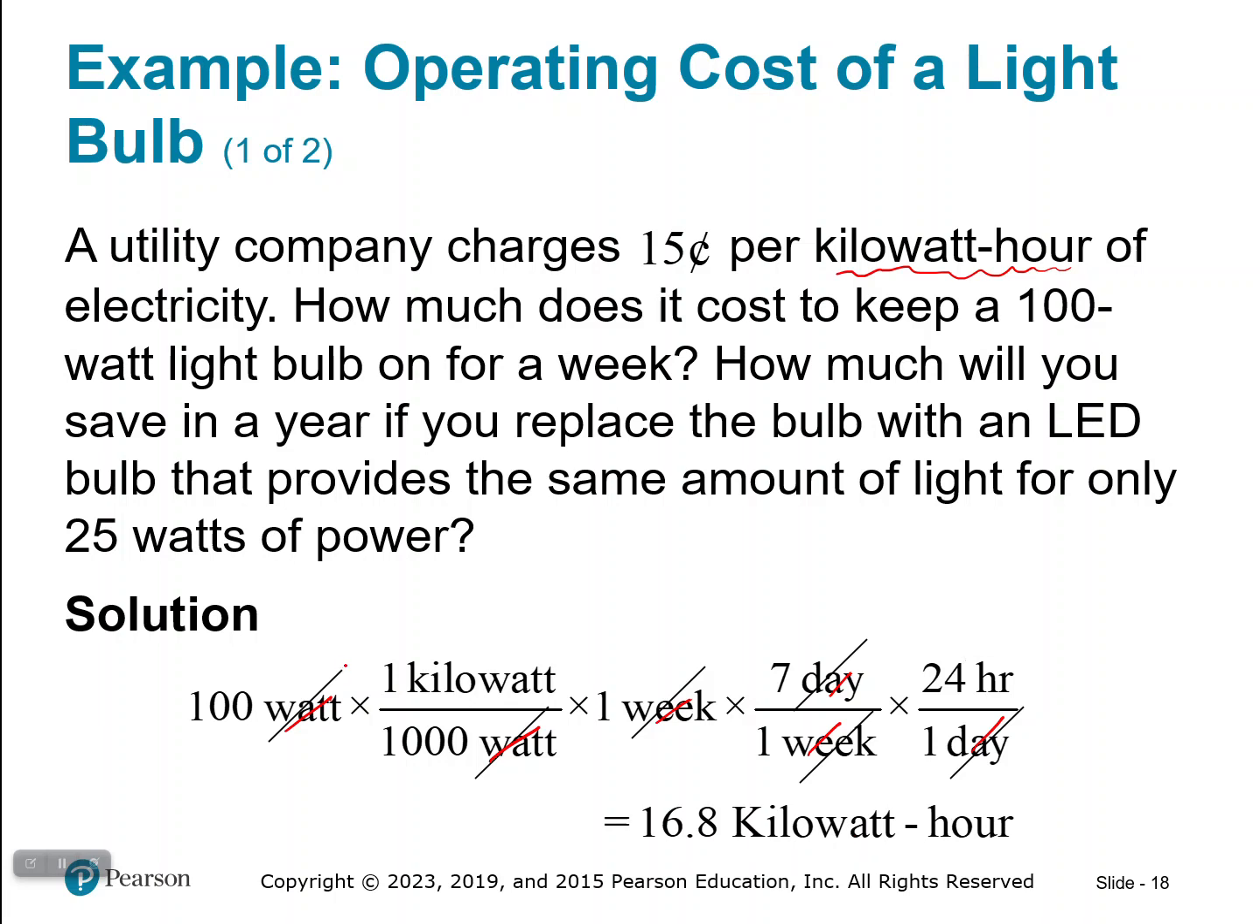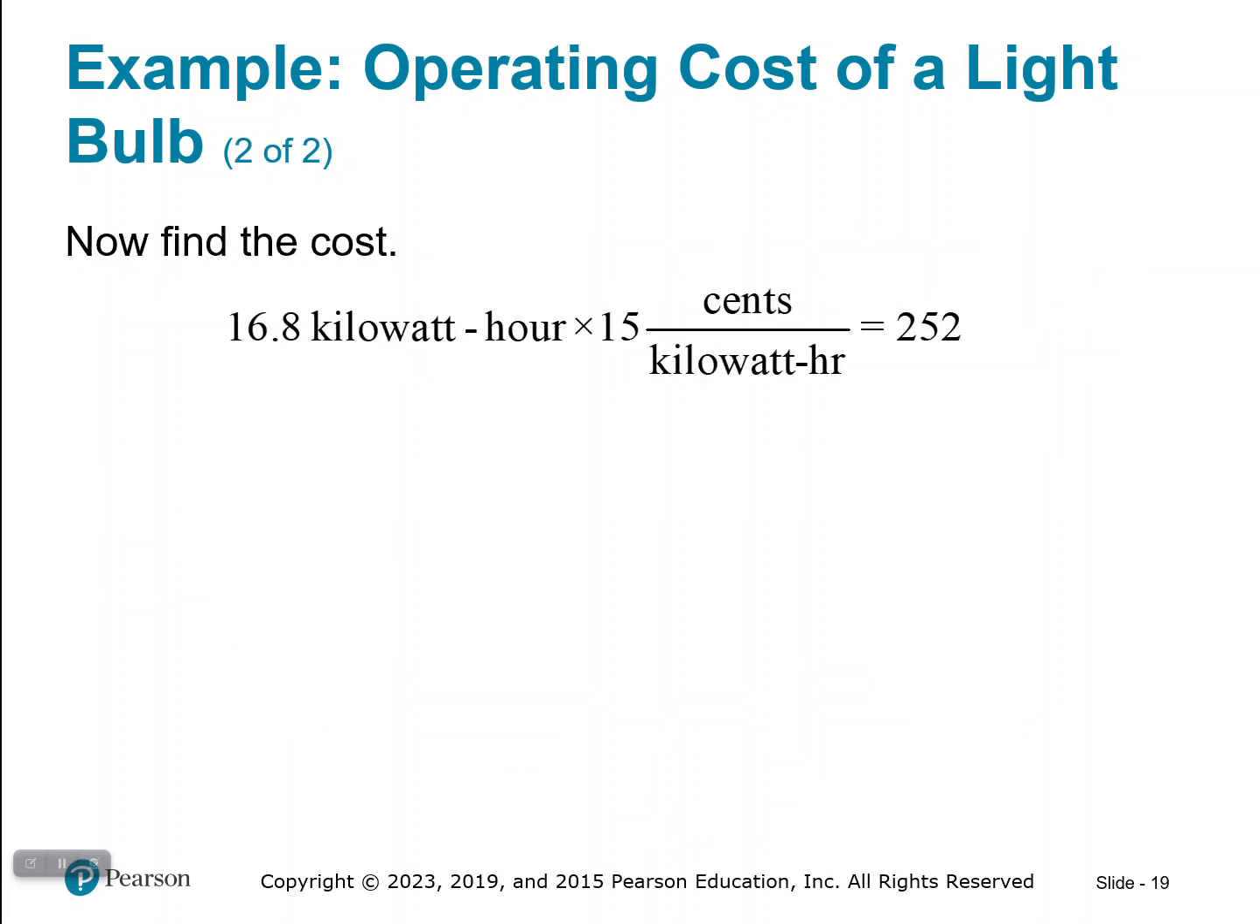kilowatt hours. All right, so to have a 100-watt light bulb on for 1 week, it'll use 16.8 kilowatt hours. Now, I happen to know that each kilowatt hour is 15 cents. Right? So 15 cents per kilowatt hour. Notice, these are cents. 252 cents, 16.8 times 15.